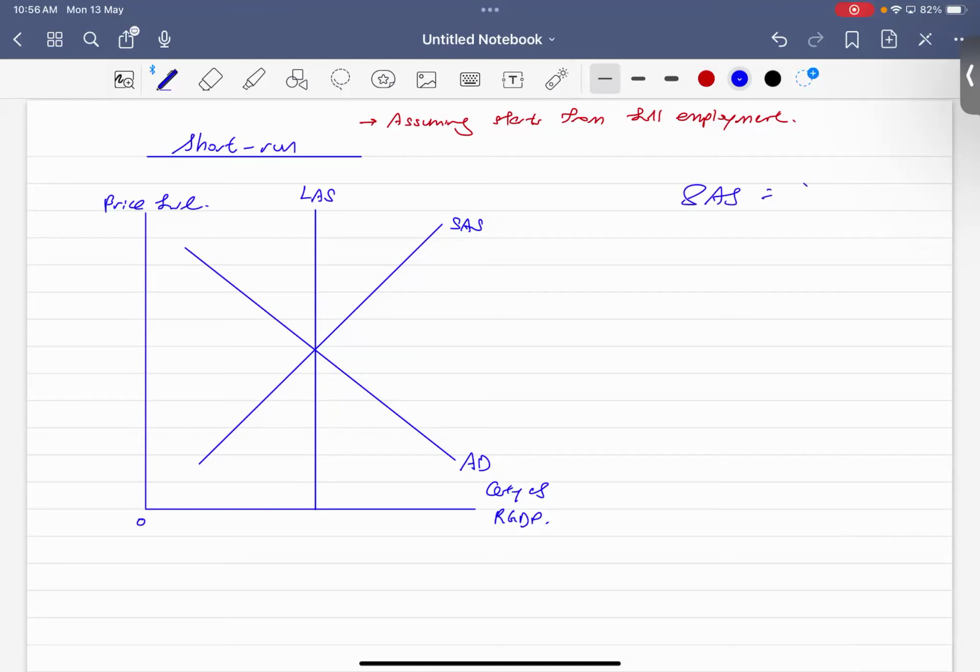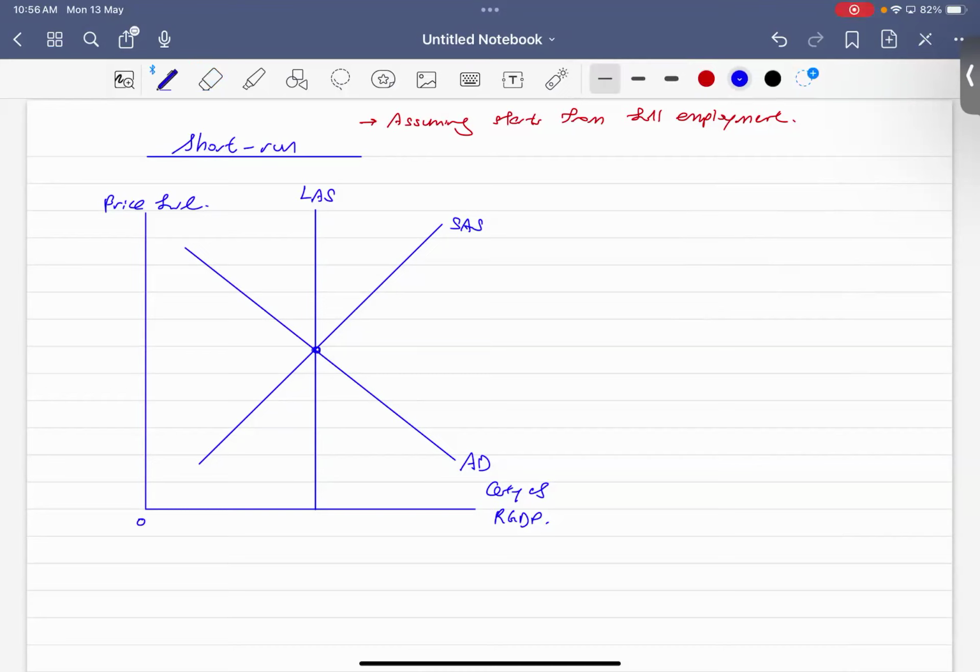SAS and SRAS are the same. Sometimes I use SAS, sometimes I use SRAS. It's the same thing, short run aggregate supply curve. Same thing, long run aggregate supply curve, I can write LAS or LRAS. It's the same thing. Okay, that's my point.